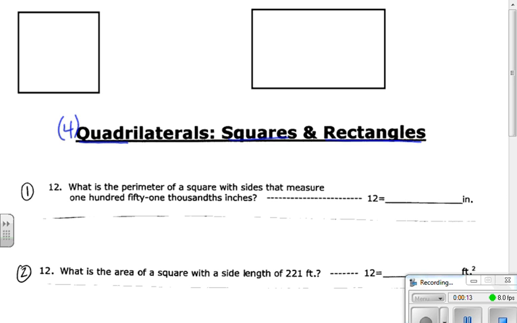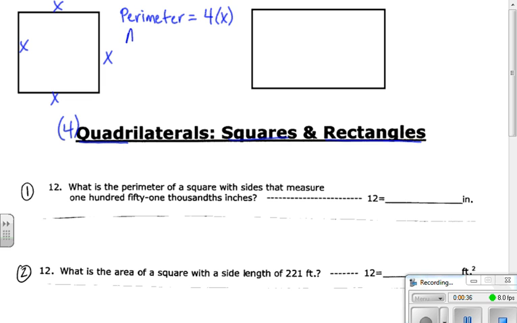So if we represent the side of our square with the variable x, then all four sides of our square will have a length of x. And some formulas we're going to need to be able to work with squares. If we're trying to find the perimeter of a square, it's just all four sides added together. So it's going to be 4 times whatever length the side is.